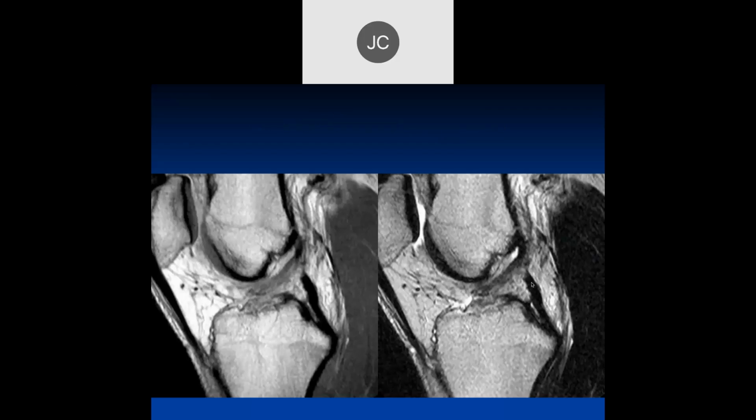Okay, Tayson. All right, it looks like there is disruption of the ACL fibers at the distal insertion on the tibia. It's a little bit more subtle, but actually that's right. There's a little distal injury here to the ACL fibers. It's a distal tear.